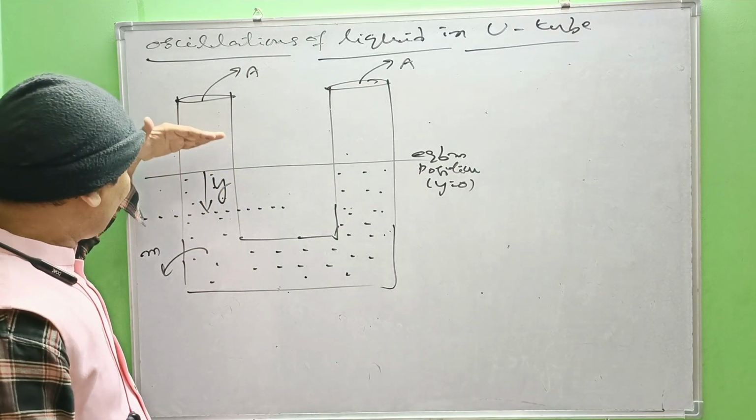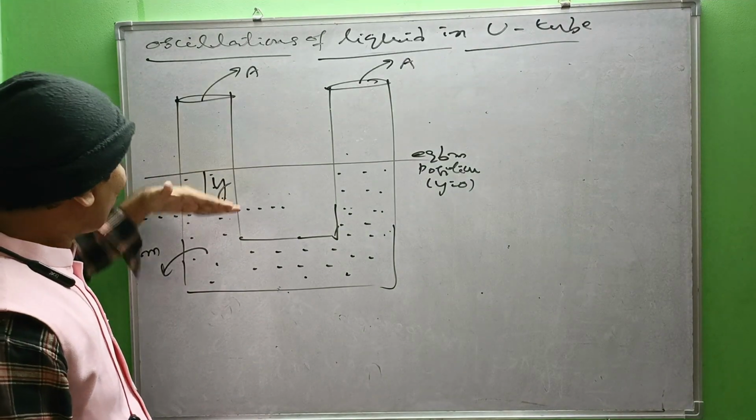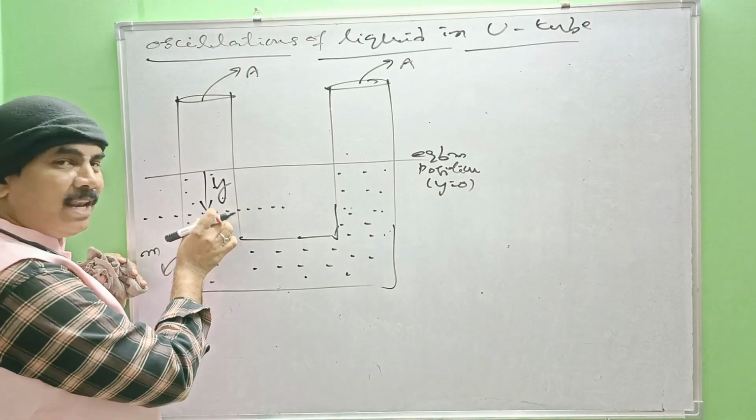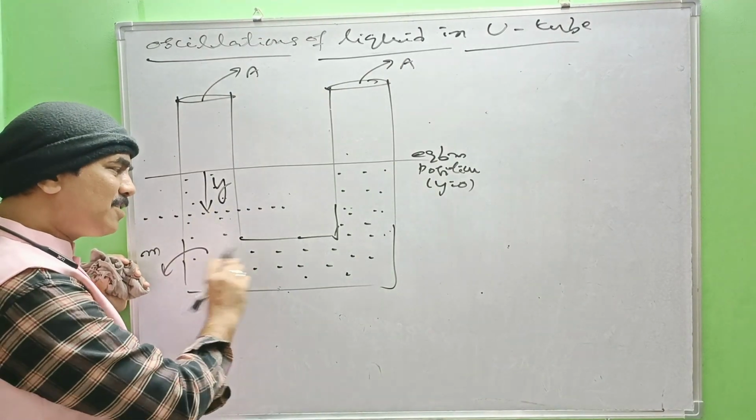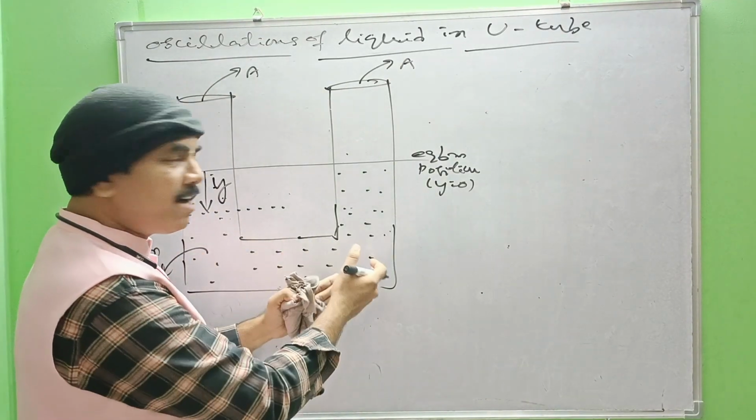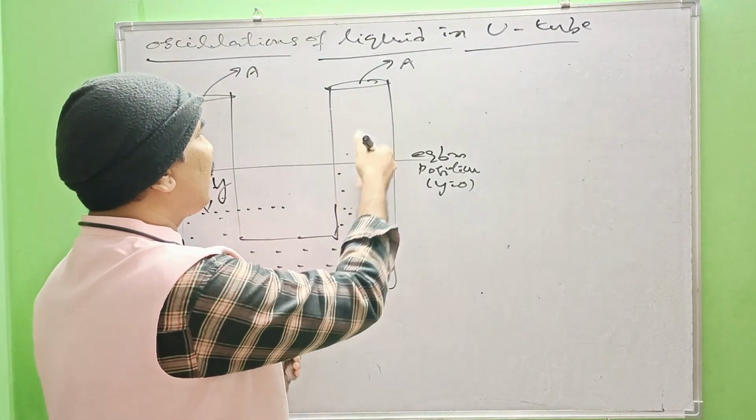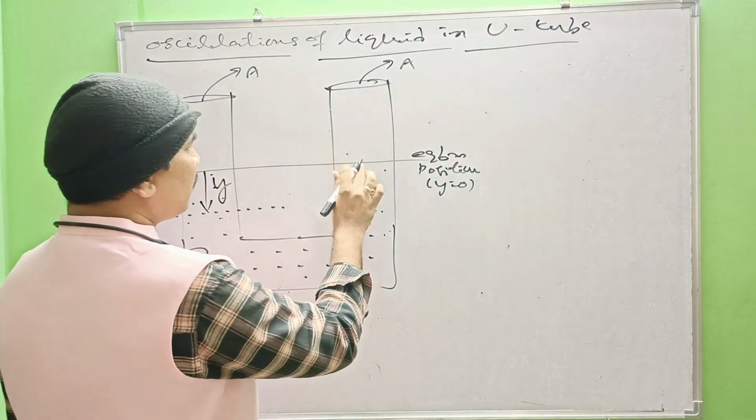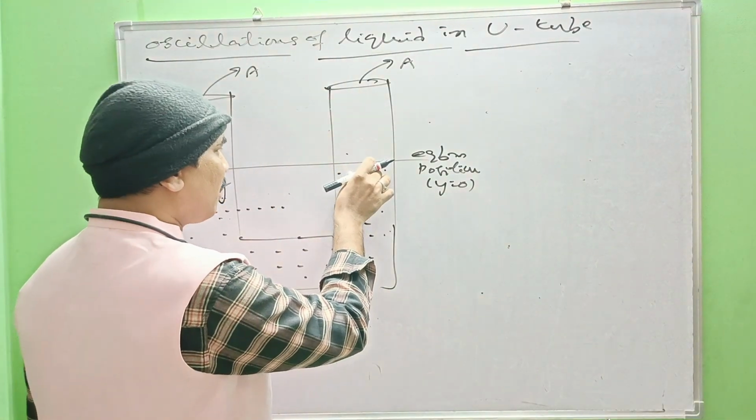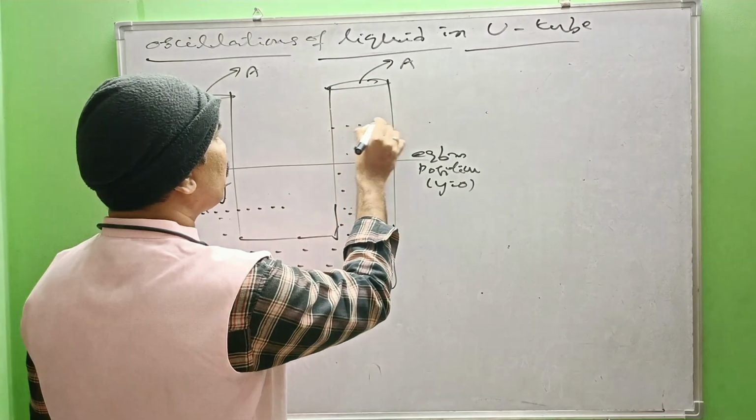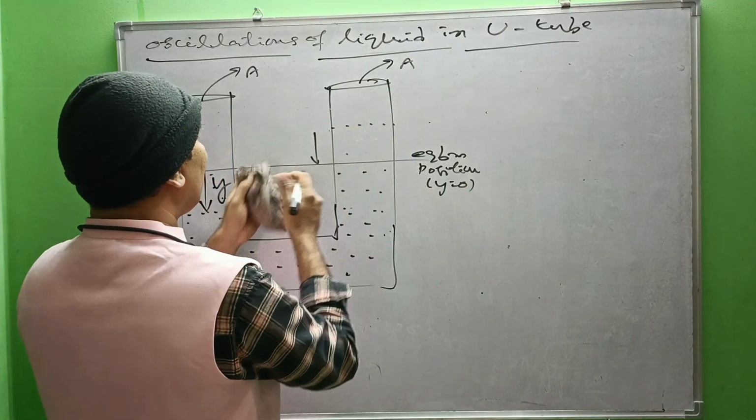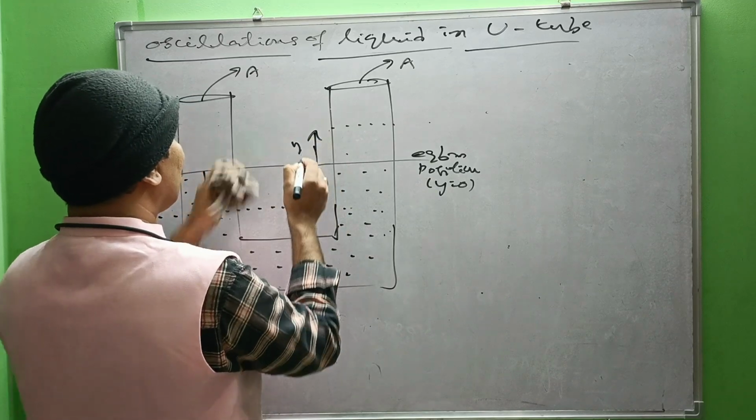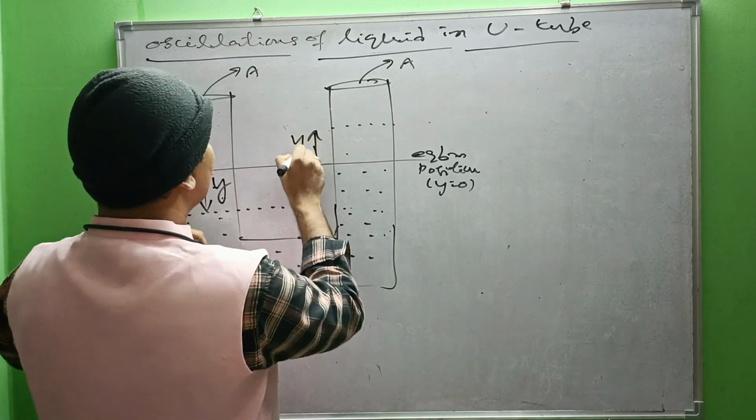So liquid in the left limb is compressed through a distance y. Thereby, the liquid in the left limb pushes the liquid in the horizontal portion rightwards, which in turn pushes up the liquid in the right limb. So naturally this liquid in the right limb goes up to this level. What is that level? Again y, vertically upwards. So this is also y.